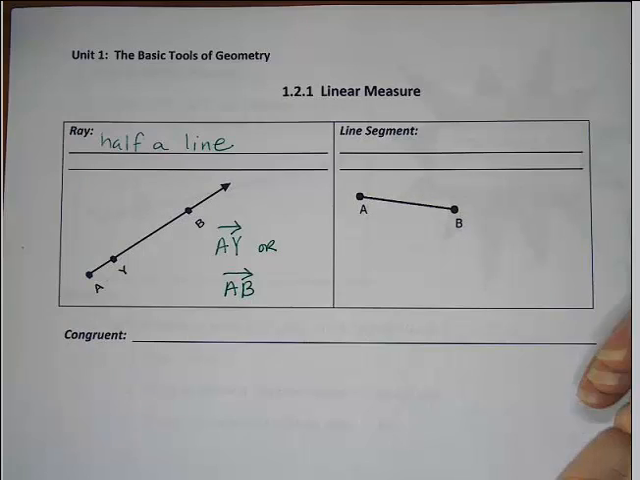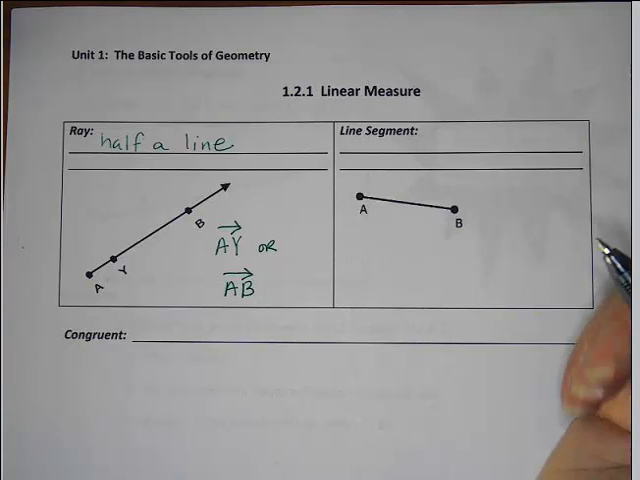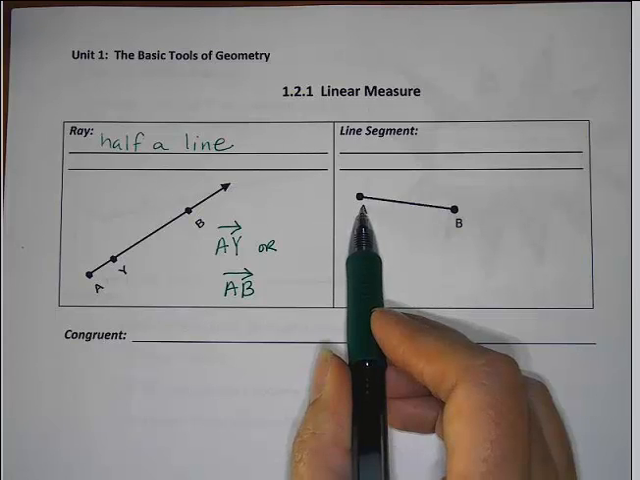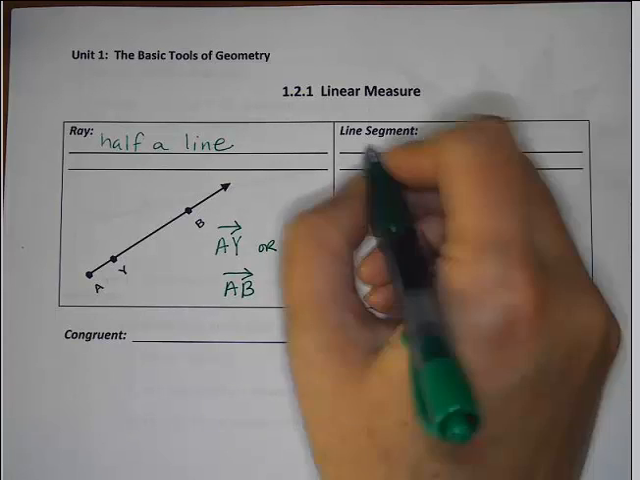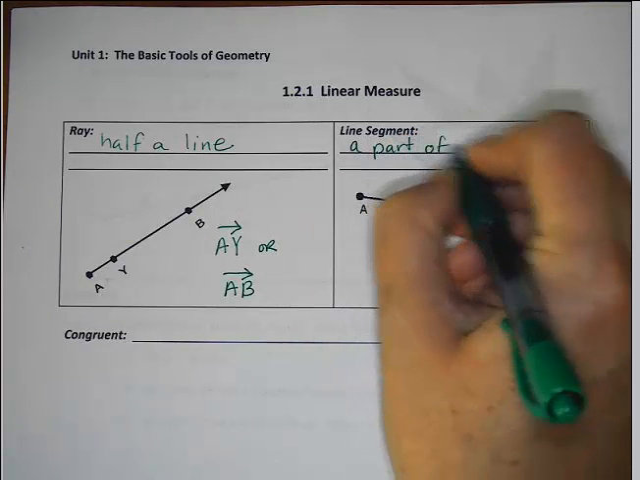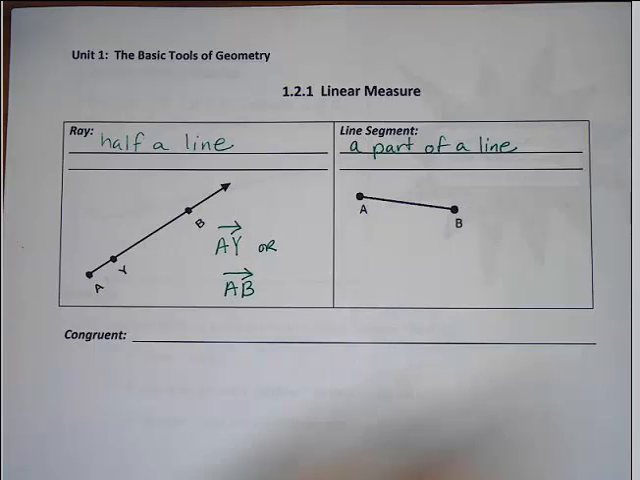All right, a line segment is a really important object in geometry because it's the first thing we can actually measure. A line segment has what you see here, two definite endpoints. So a line segment is a part of a line, and we say it's the part of the line contained between those two endpoints.